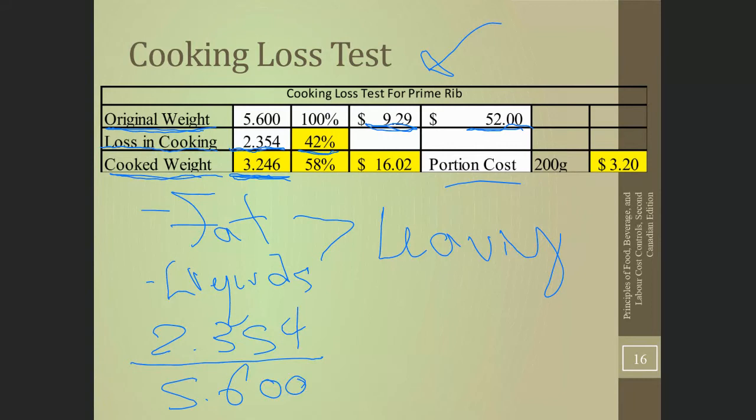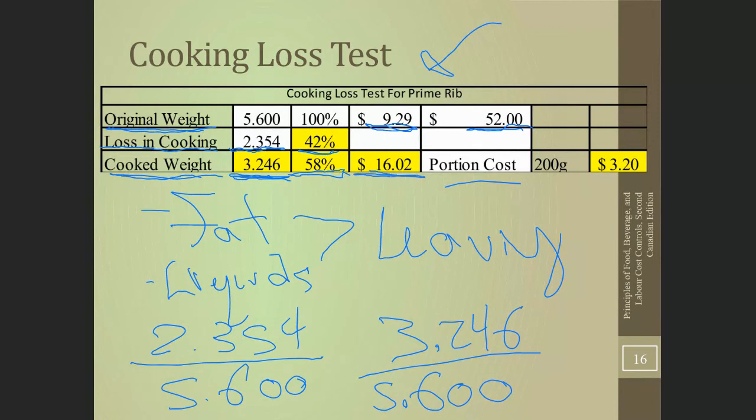We can do something very similar with the cooked weight. Now that our prime rib is cooked and ready to be sliced or shaved and served to guests, we calculate that by taking 3.246 and dividing it by the original weight again, and then we'll get the 58%. Now that the prime rib is cooked and ready to serve to guests, it is 58% of the original weight. This is the yield of our prime rib. So for this particular example, the yield for our prime rib was 58%.